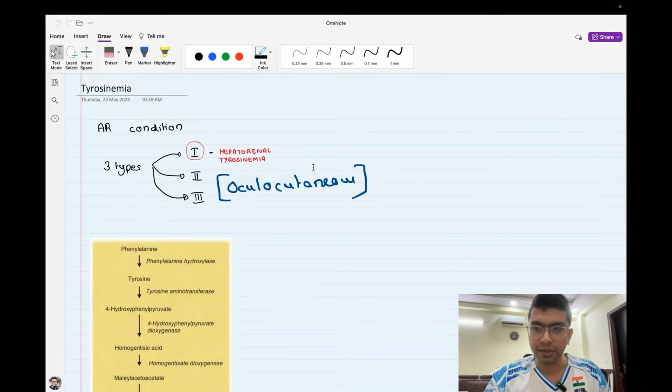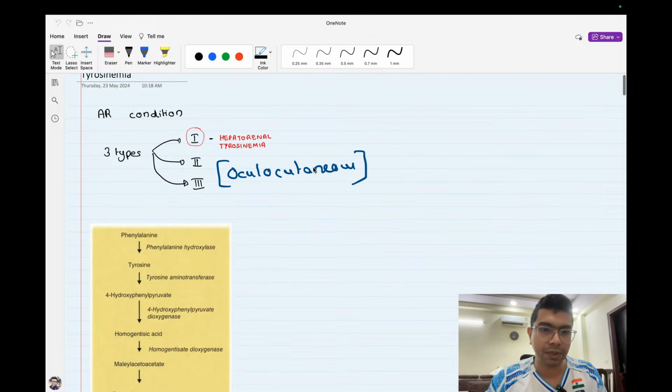So today in this lecture, we'll be discussing tyrosinemia. As we know, there are three types of tyrosinemia: type 1, 2, and 3. Type 1 is the most important as far as clinical medicine is concerned because it affects the liver as well as the kidney, and it presents in childhood itself. And if left untreated, it can cause catastrophic outcomes.